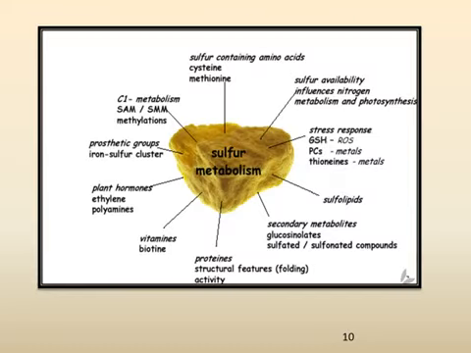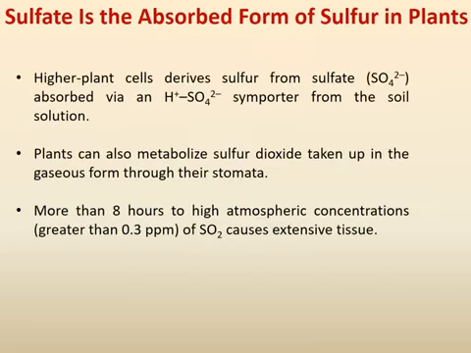The slide showing the pictorial representation of sulfur importance, showing its involvement in many mechanisms involving the formation of protein, part of vitamin, important part of plant hormones, prosthetic groups, C1 metabolism, and so on. Sulfate is the absorbed form of sulfur in plants.